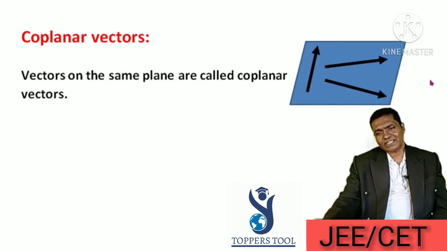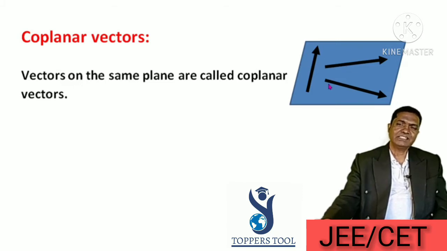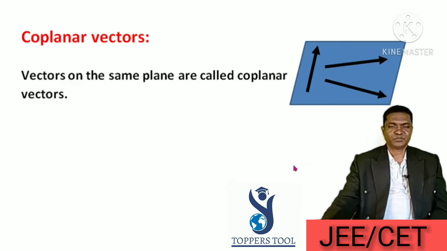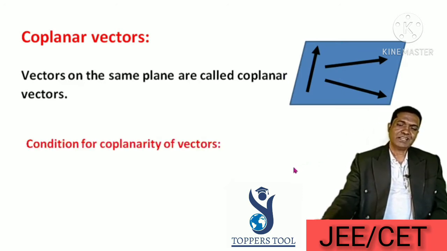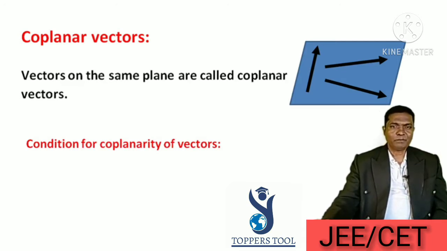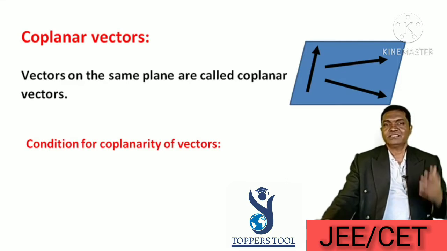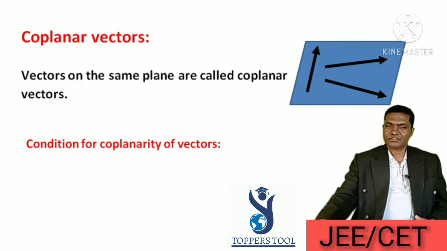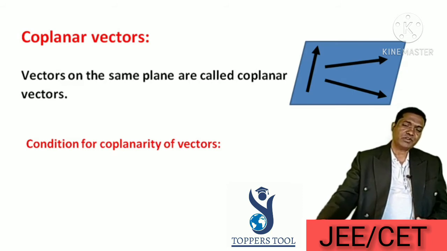Look at this. Here is one plane and there are three vectors. They are on the same plane. So such vectors are called coplanar vectors. Now, under what condition can you say that the given three vectors are coplanar? How to test whether the given vectors are coplanar or not? That is what we call the condition of coplanarity of vectors.